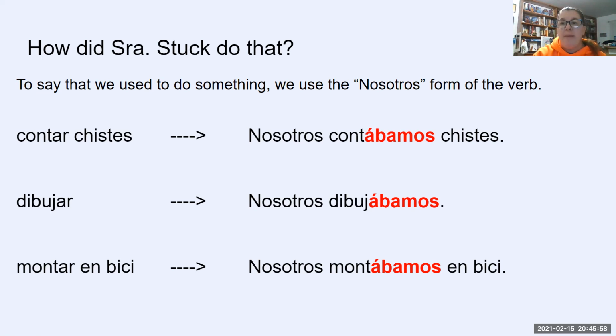Nosotros contábamos chistes. Nosotros dibujábamos. Nosotros montábamos en bici. Just so you know, you don't have to say nosotros every time. If you say contábamos, dibujábamos, montábamos, it's understood we. I'm just using it here for emphasis to kind of put it in your brain.